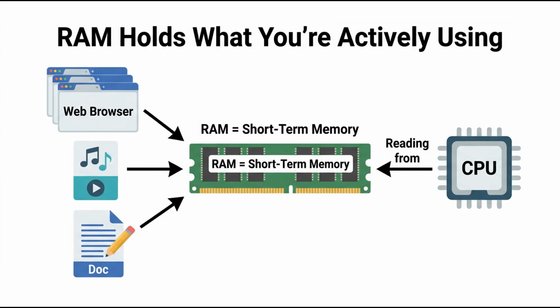Alright, RAM, Random Access Memory. If the CPU is the brain, RAM is the brain's short-term memory. It temporarily holds the data the CPU is actively using right now. So if you have lots of browser tabs open, video editing software, and Spotify running, all of that is sitting in RAM. More RAM means you can do more things at once without your computer freezing up.